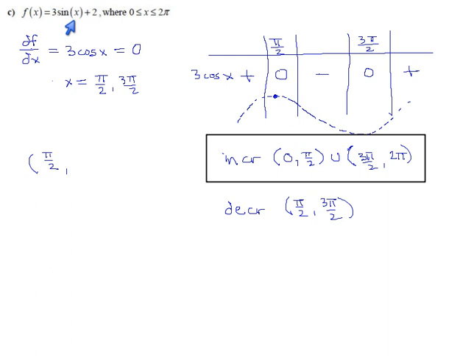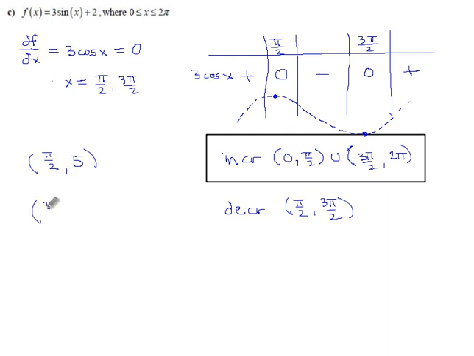Well, sine pi by 2 is 1. Triple that, you get 3. Add 2, you get 5. So that's the highest this function ever reaches. And over here we have a local minimum because the derivative goes negative, flat, positive. That's the bottom of a valley.